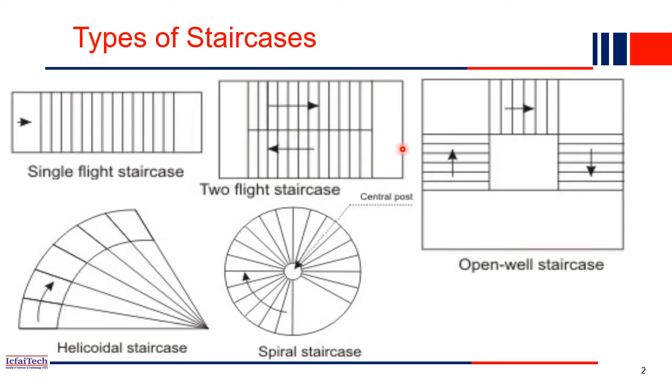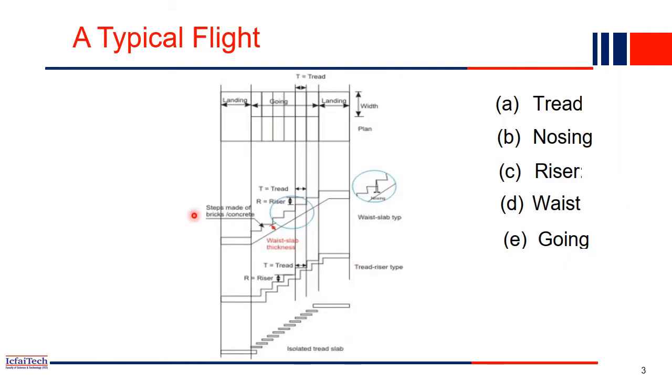Each type has advantages and problems as well. So depending on the area, our requirement, the aesthetics, the architectural design, and also the loads, we choose which type of staircase we have to design in our structure. So these are the total five types as we discussed.